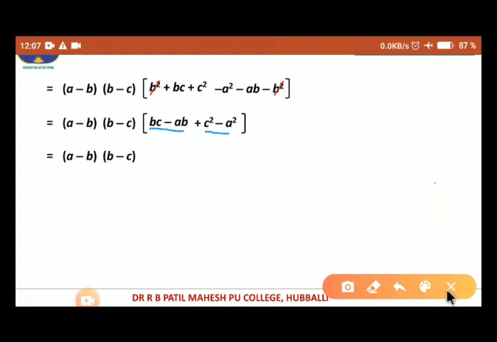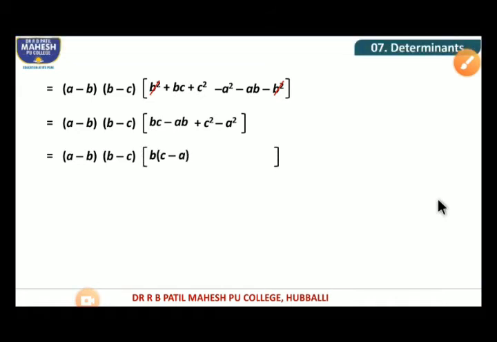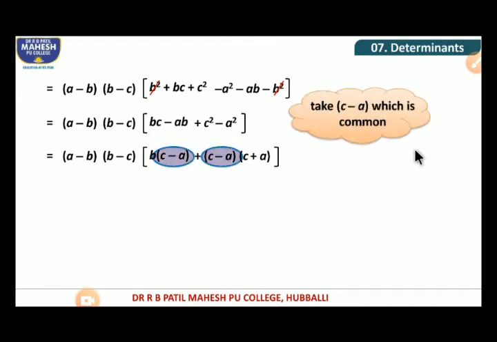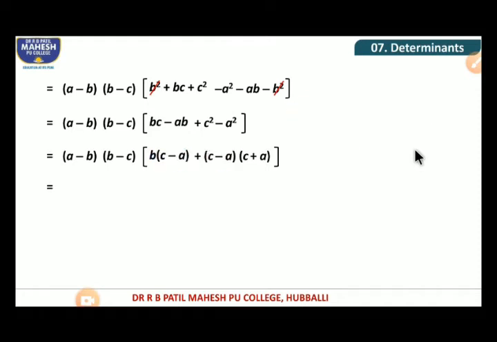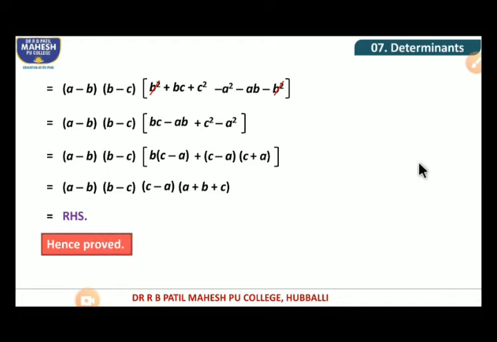So let us consider here, we can take b common, we have (c minus a) plus (c minus a) into (c plus a). So that we have c minus a common in these two terms. So we can take out c minus a common. So (a minus b) into (b minus c), and take (c minus a) common. The remaining is a plus b plus c. So which is exactly equal to the RHS part of the given problem. Hence this is proved. So similarly here we can solve some more examples.